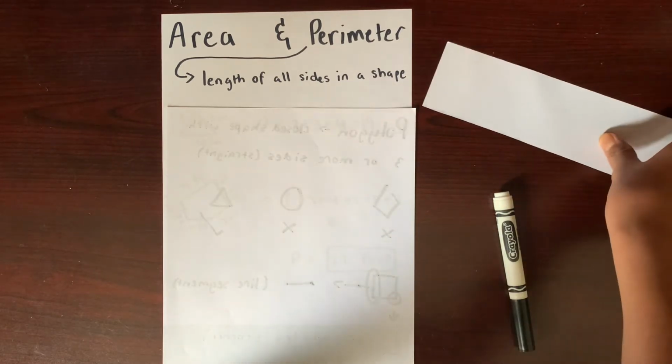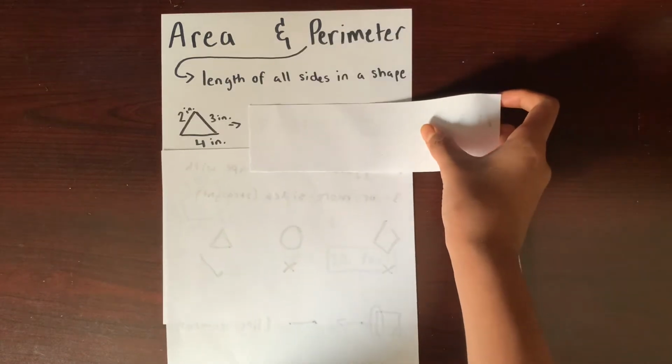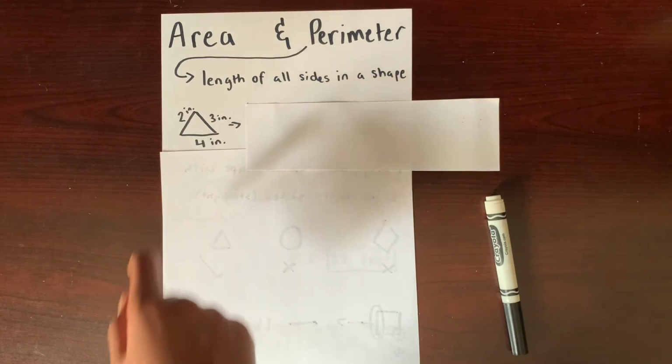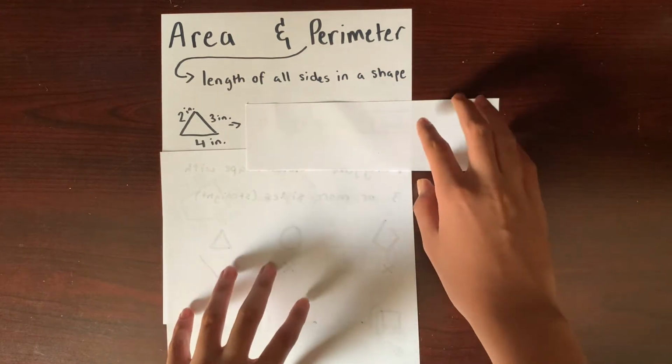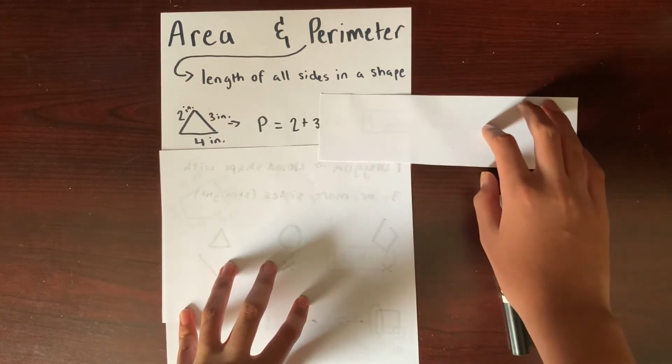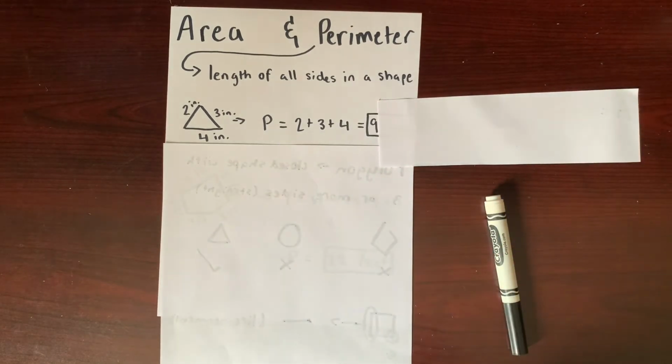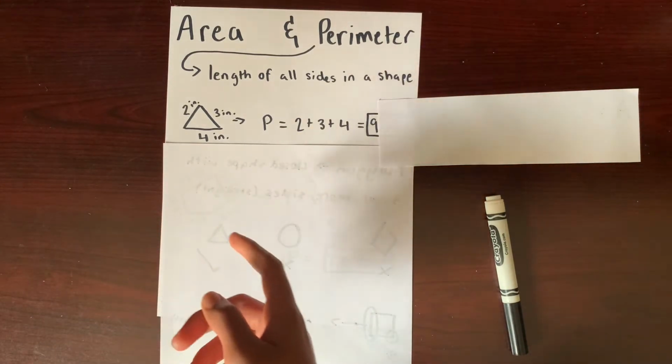For example, here we have a triangle with side lengths 2 inches, 3 inches, and 4 inches. To find the perimeter, we can just add up those side lengths. So 2 plus 3 plus 4, which gets us 9. It's important to remember that you have to use units to measure things. In this case, we're given inches, so we're going to use inches in our answer.